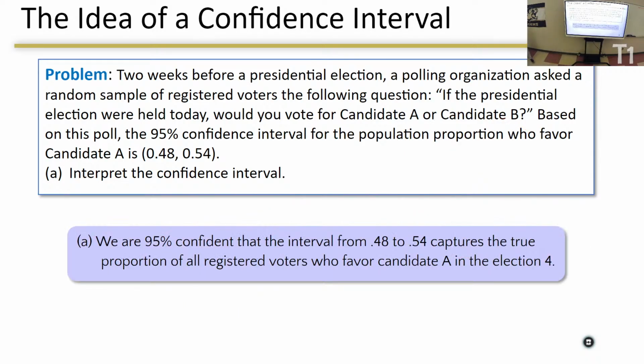Beautiful. We are 95% confident that the interval from 0.48 to 0.54 captures the true proportion of all registered. Look, see, they emphasized it. We're talking about all, the proportion of everything, the true proportion, the population proportion of all. I don't have to state all that stuff, but man, I want to make sure that that grader knows that I'm talking about all of them. Don't reference the sample. Don't reference the sample.